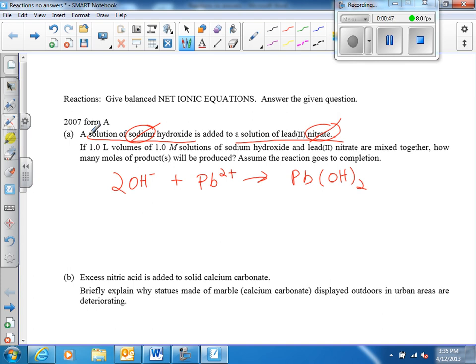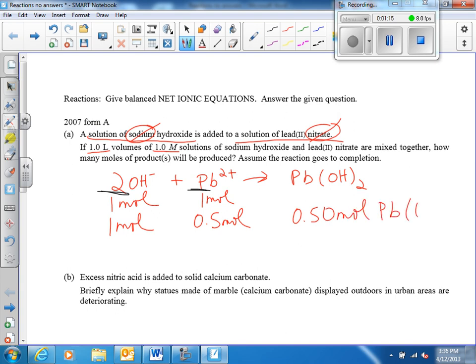Now I need to look at the question. Notice I have the same volume, same molarity. That 1 liter, 1 molar would give me 1 mole of each of these. But note, it takes 2 of these for every one of these. So right here is my limiting reactant. 1 mole of that is limiting. I only need 0.5 moles of this. And I will only be able to make 0.50 moles of lead 2 hydroxide precipitate. And there's my answer. All right.